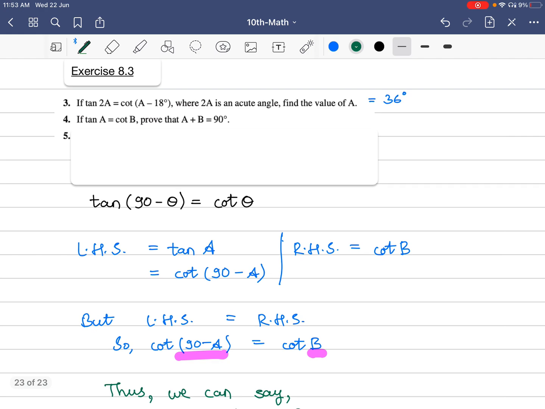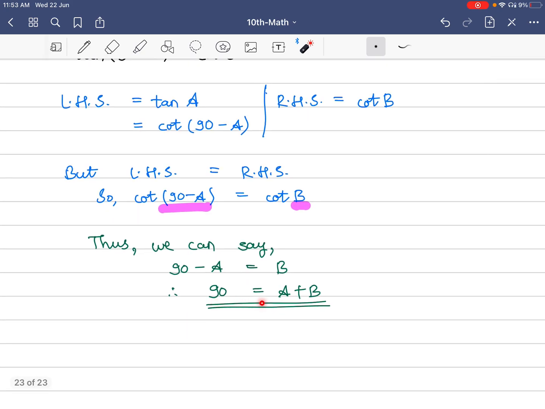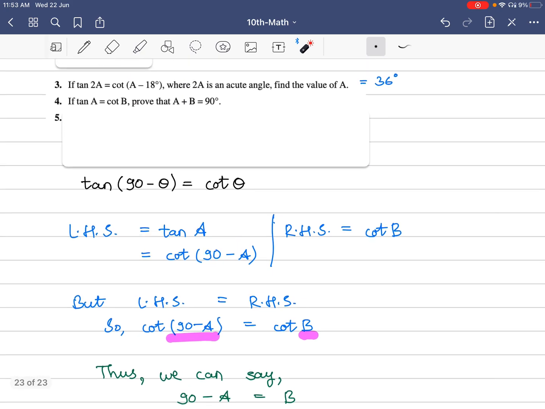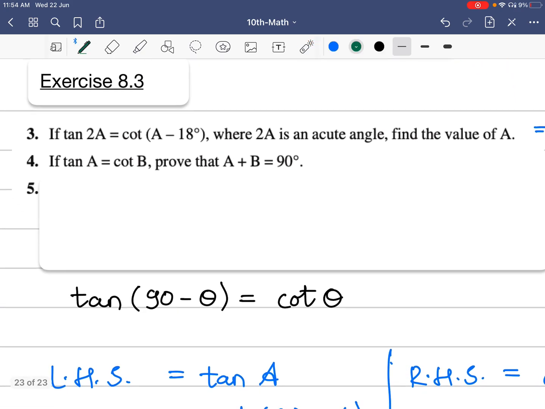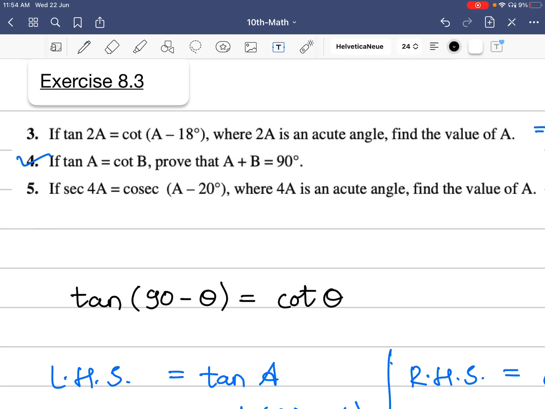The question says that if tan A is equal to cot B, then prove that A plus B is equal to 90 degree, and that is exactly what we have proved. So this is also done. Let me mark it. Okay. So problem number 4 is also done. Now let's come to the final problem, which is problem number 5.